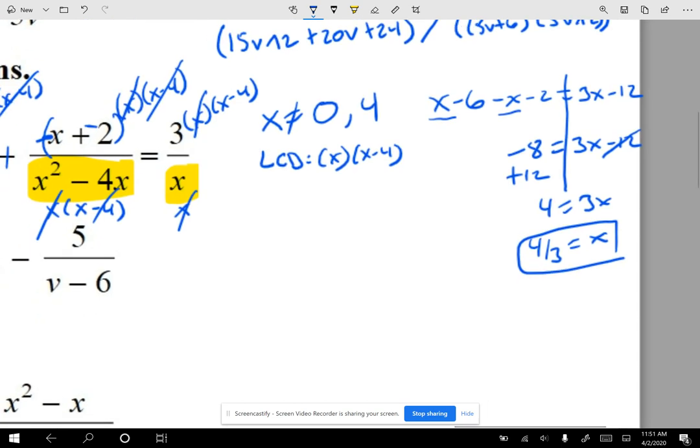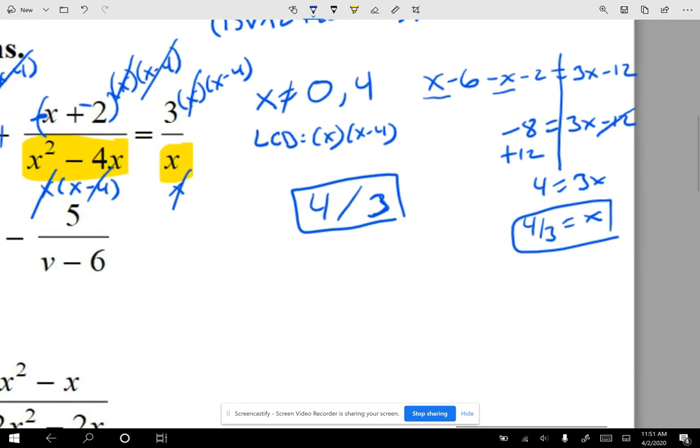Now, how do we type it? Just 4 over 3. I know we're used to using parentheses for fractions. So if you use parentheses, make sure you put each of them inside parentheses. The homework will be accepted either way.